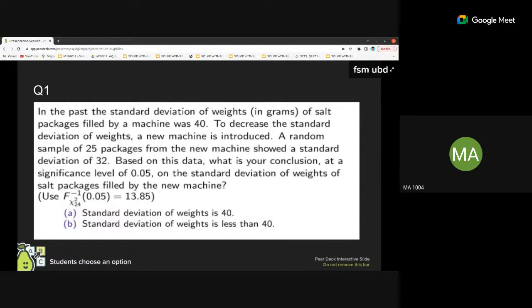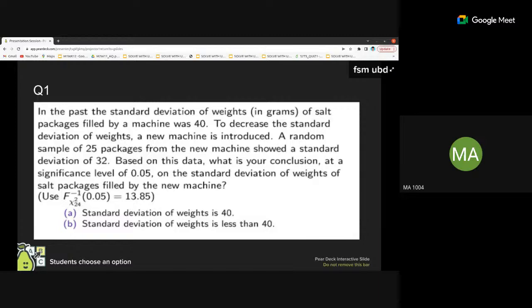If you look at the whole, the standard deviation of weights of the salt packages filled by this particular machine is 40 grams. So there is a standard deviation, the difference is 40. Okay, treat it like this. You know the standard deviation, right? The spread is 40.